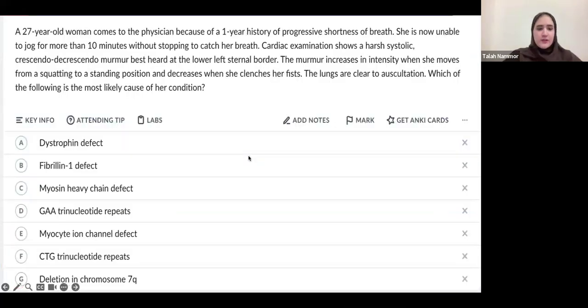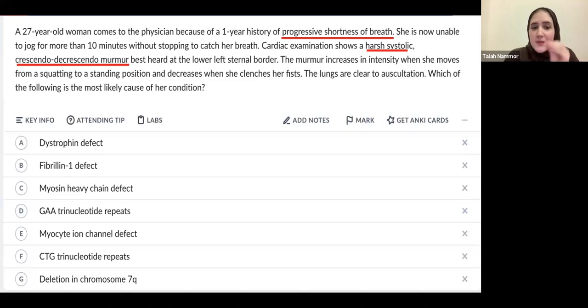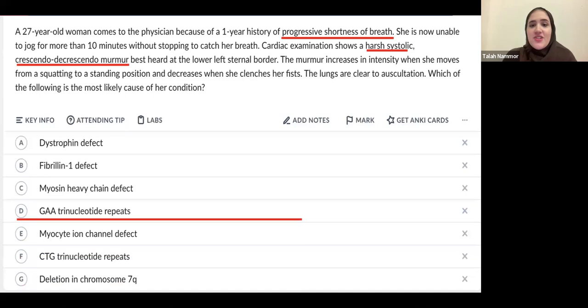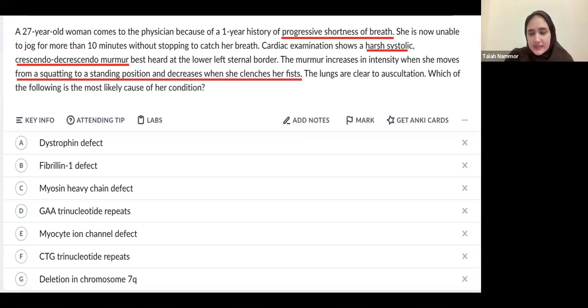Okay, perfect. Yalla. A 27-year-old woman comes to the physician because of a 1-year history of progressive shortness of breath. She is now unable to jog more than 10 minutes without stopping to catch her breath. Cardiac examination shows a harsh systolic crescendo-decrescendo murmur, best heard at the left sternal border. So we have progressive shortness of breath and a crescendo-decrescendo murmur. The murmur increases in intensity when she moves from a squatting to a standing position and decreases when she clenches her fist. Do you know what maneuver this is?